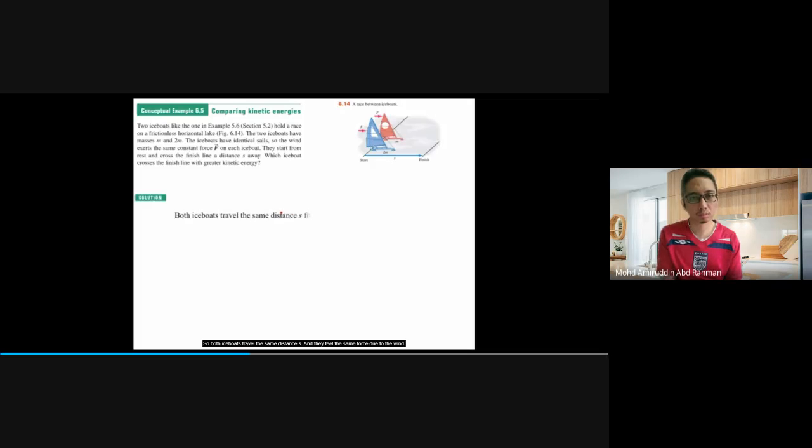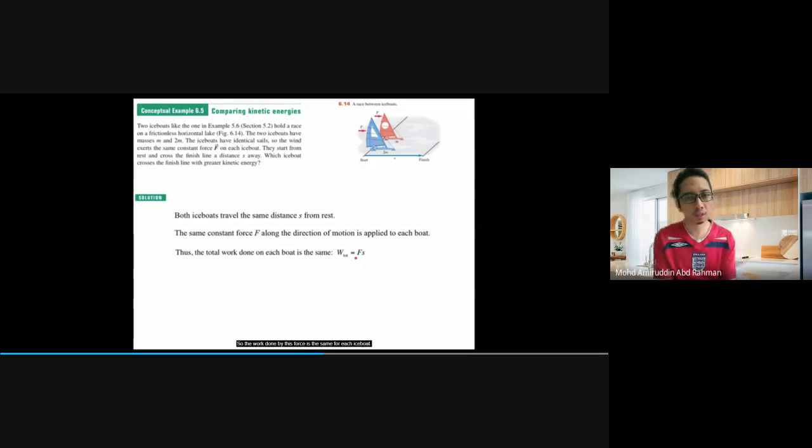So both ice boats travel the same distance S, and they feel the same force due to the wind. So the work done by this force is the same for each ice boat. It will simply be the force times the distance, since the boats are moving in the direction the force is pointing. By the work-energy theorem, this work must be equal to the final kinetic energy, which is what we're interested in, minus the initial kinetic energy, which is 0 since they start at rest. And we discover that each ice boat has the same kinetic energy. However, they will not have the same velocity. The lighter boat will have a velocity that's square root of 2 times larger than the heavier boat. And this ends example 6.5.